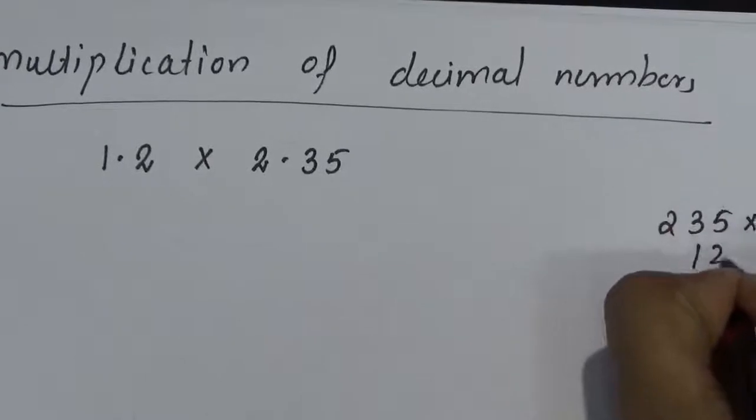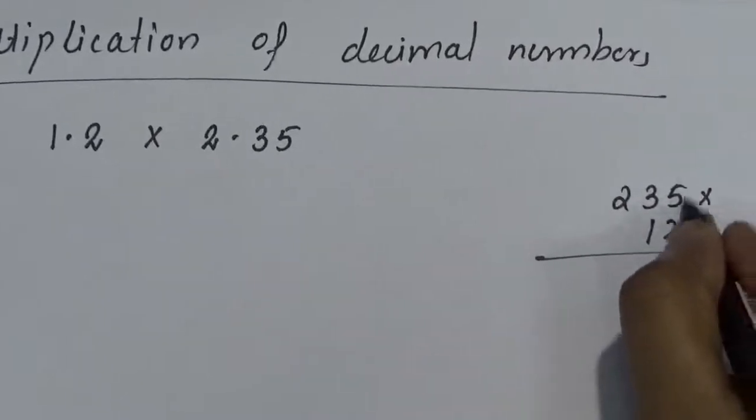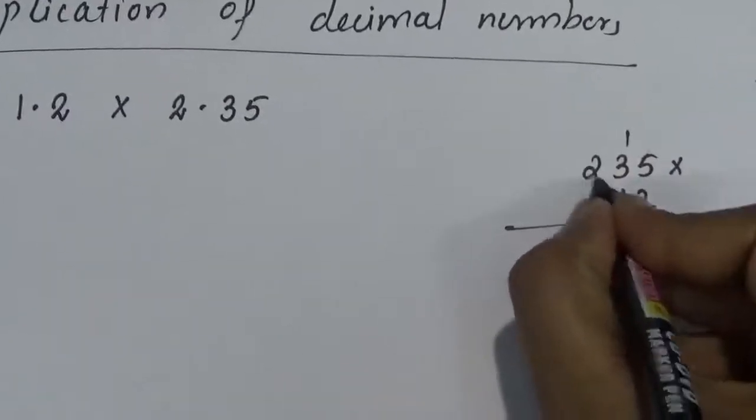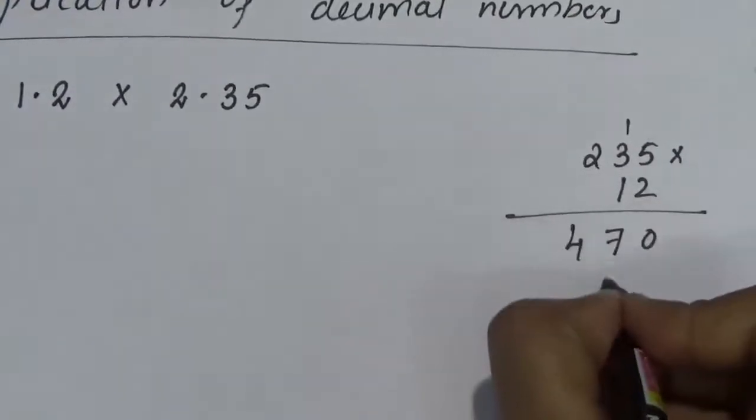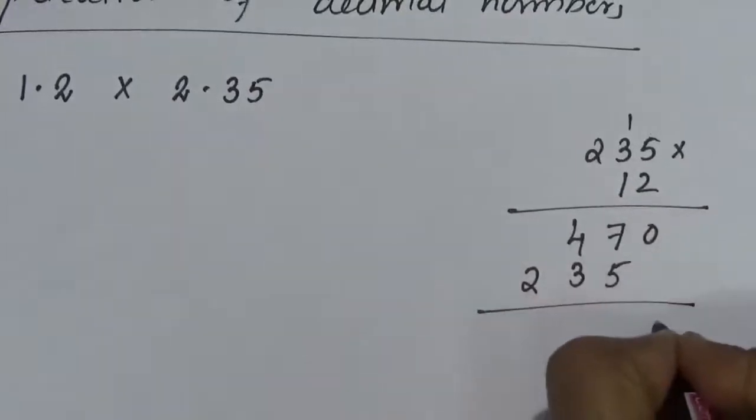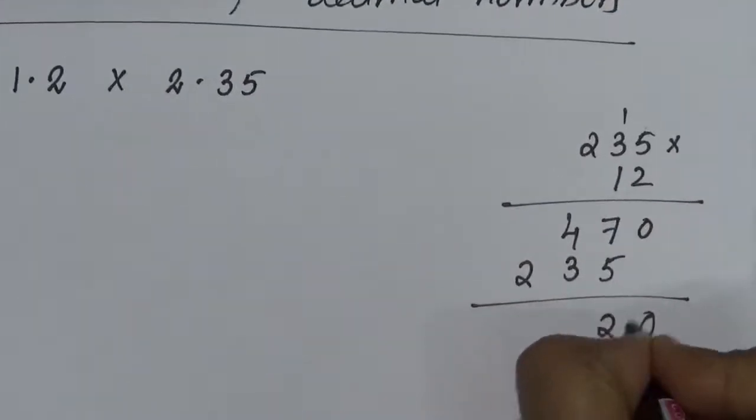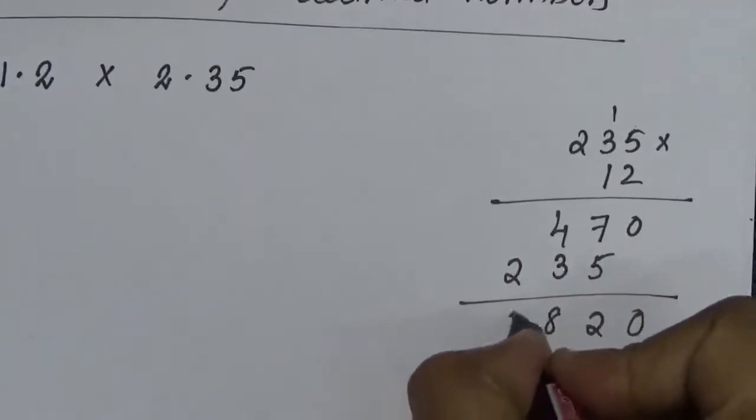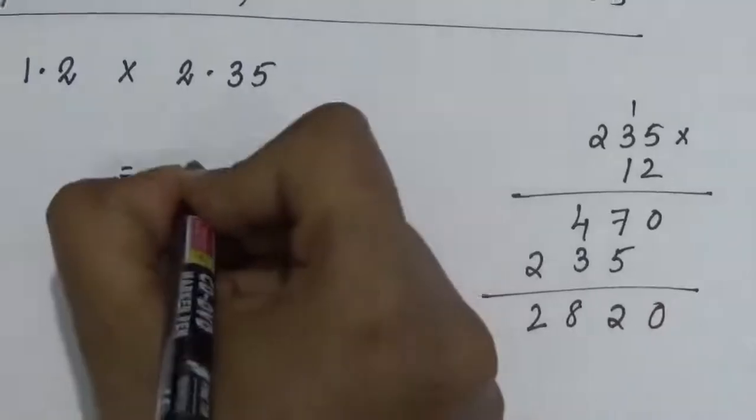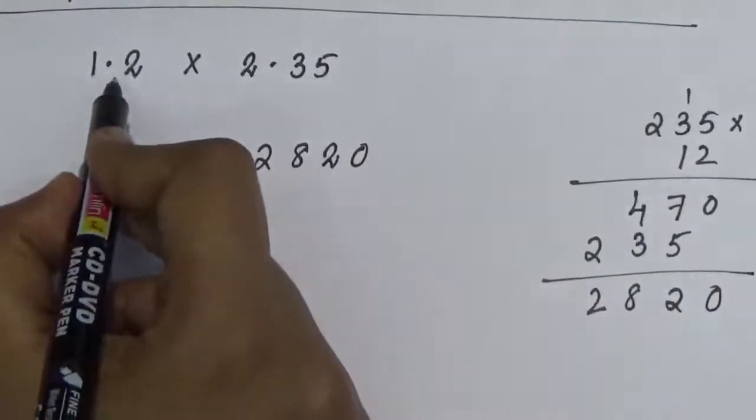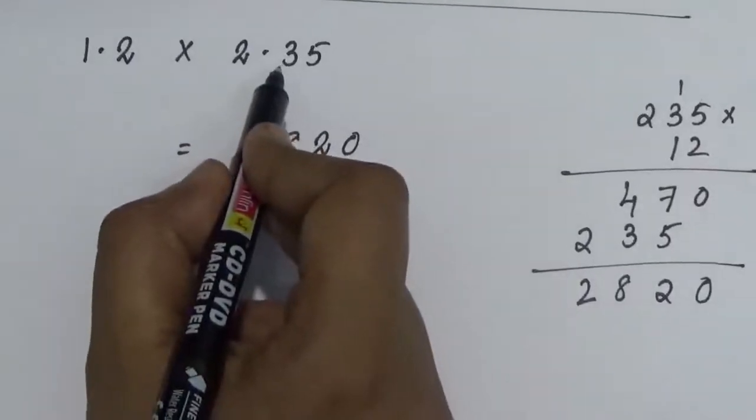The normal multiplication, 5 2s are 10. 1 3 2s are 6 plus 1 is 7, 2 2s are 4. Now 1 5s are 5, 1 3s are 3, 1 2s are 2. So we have 0, 7 plus 5 is 12, 1 plus 4, 5 plus 3, 8, now 2. So we get 2820.